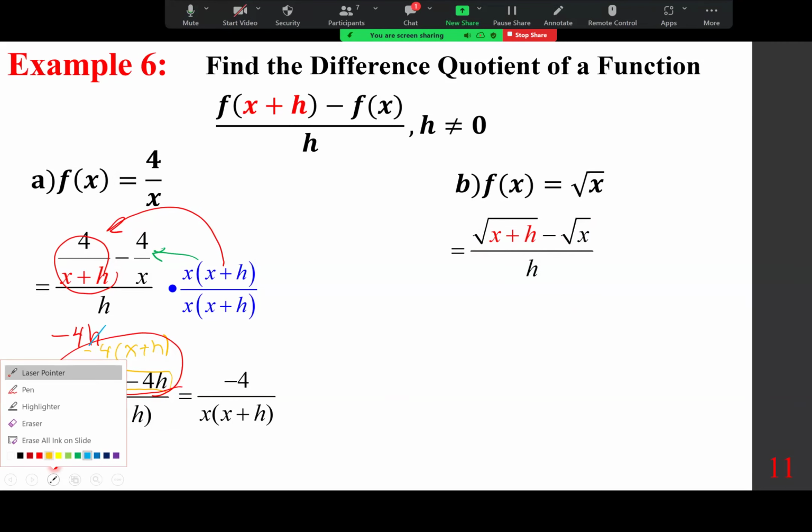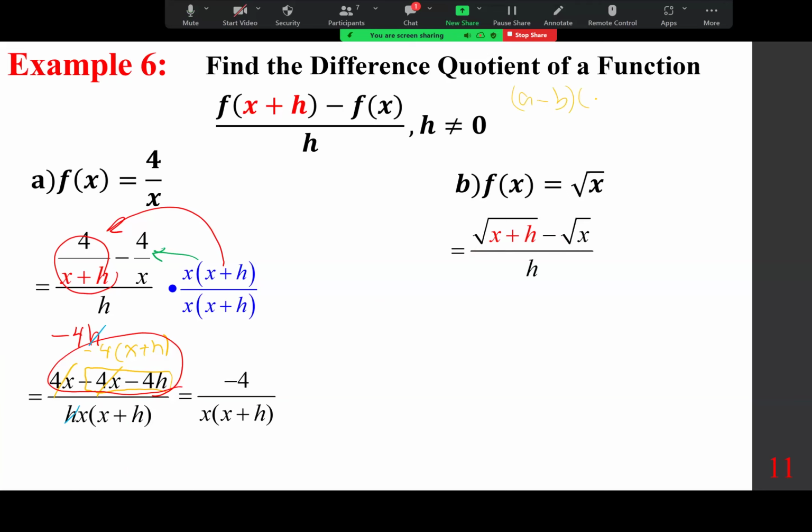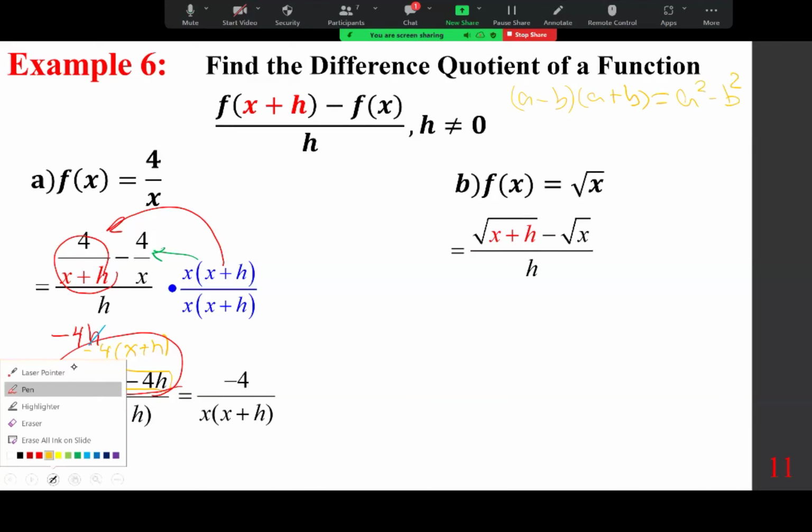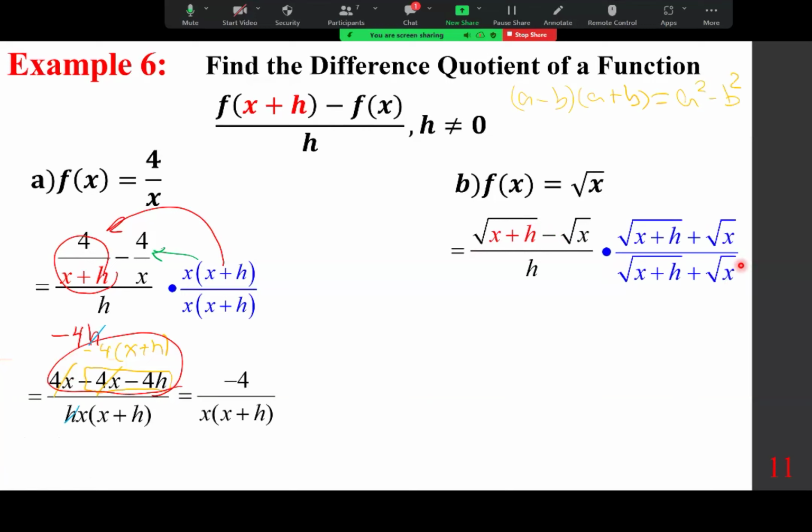Recall the conjugate of a minus b is a plus b, and their product is a squared minus b squared. So all you have to do, change this to a plus sign. But you can't just multiply by it. Also, you have to divide by it. This expression, everybody, is equal to 1. It's important to understand this. This expression is equal to 1. So you are not changing the essence of the original fraction.